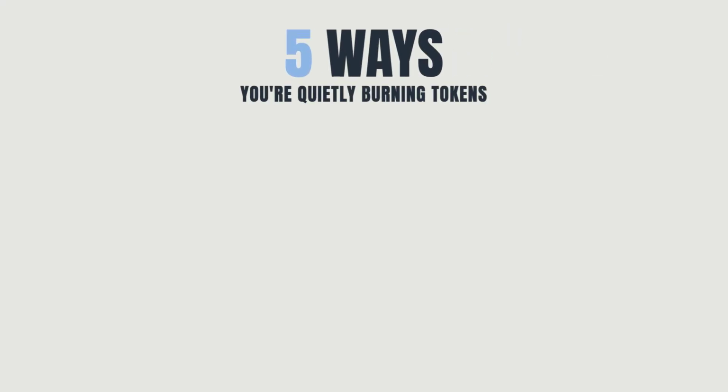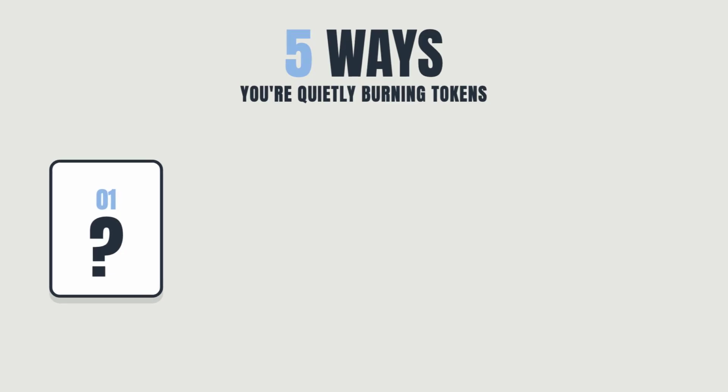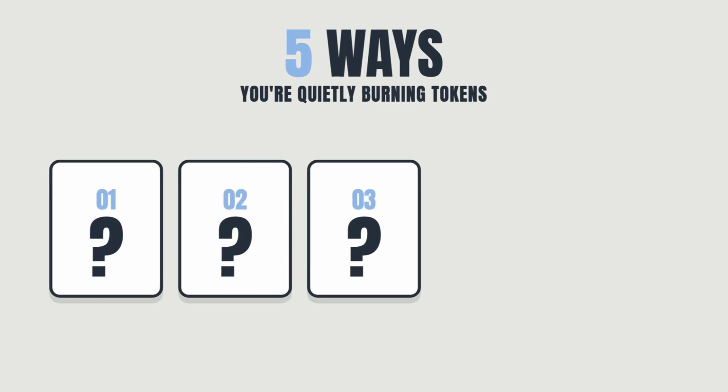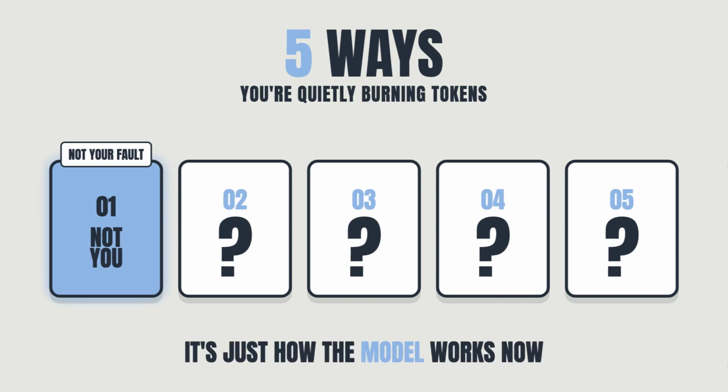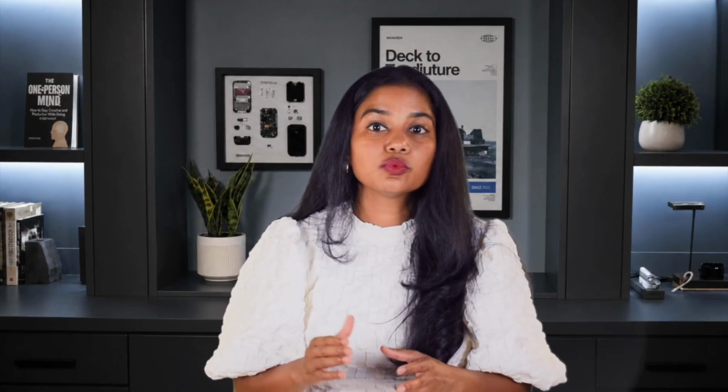But here's the part almost nobody checks. There are at least 5 ways you can be quietly burning through tokens on Fable 5 without ever noticing, and one of them isn't even something you did wrong. It is just how the model works now. Stick with me because reason one alone can change your bill without you touching a single line of code.